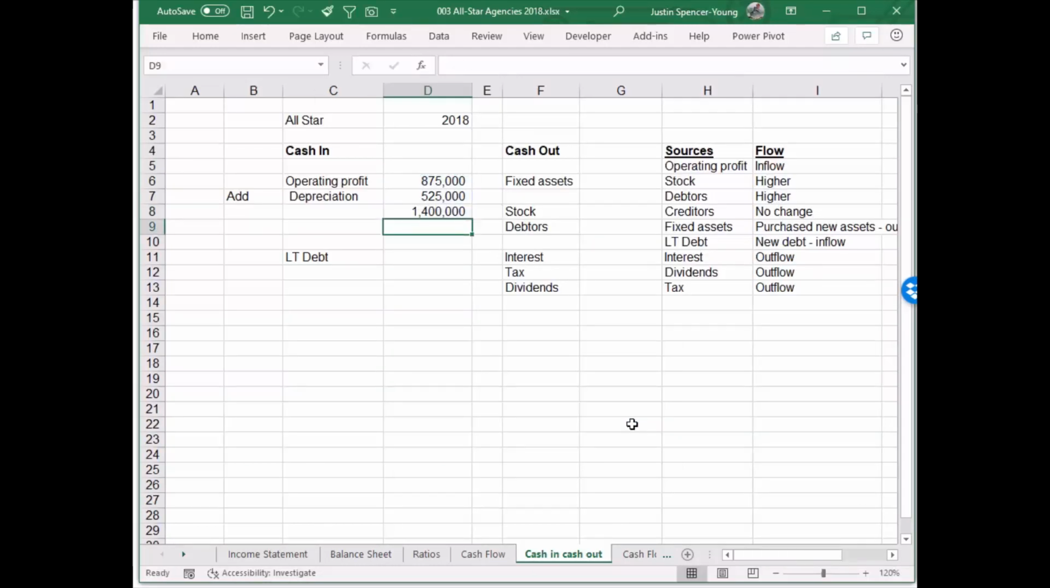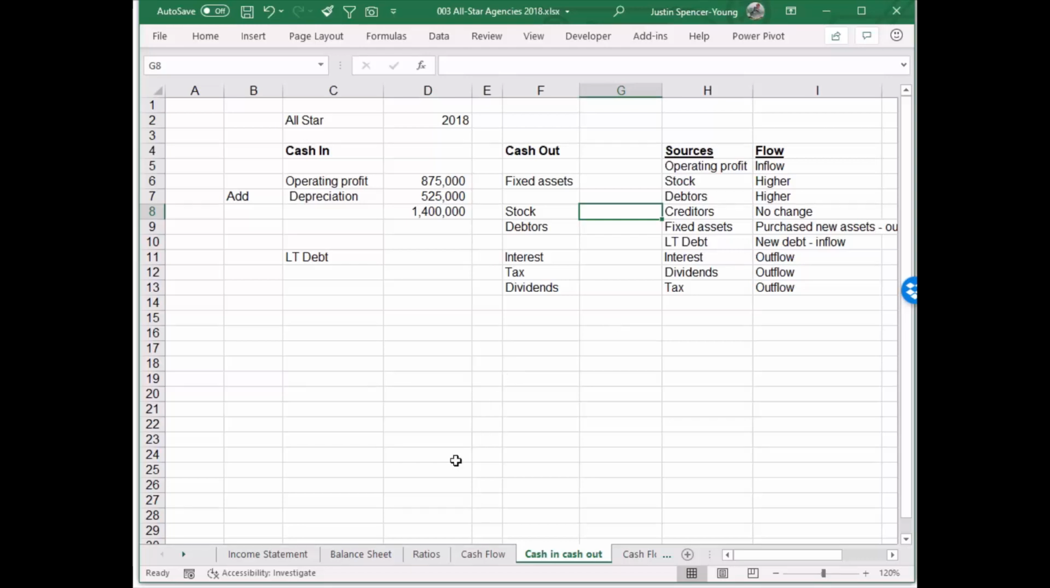Let's add these together. And now we have this 1.4 million, which is, let's call that the inflow or the cash in from the operations. So that was source of cash number one complete. Let's move on to the working capital components, and to do that we are going to do the stock. Let's do the stock first.